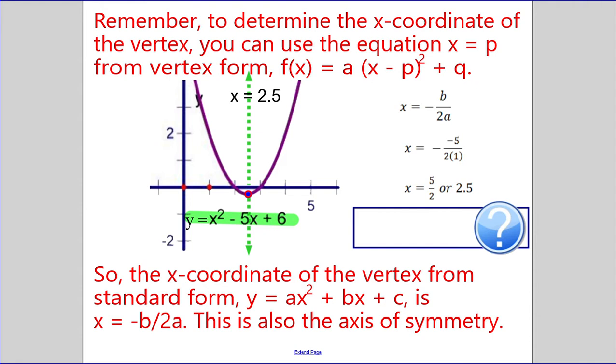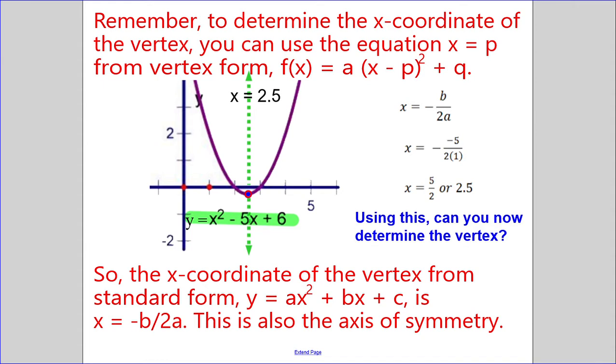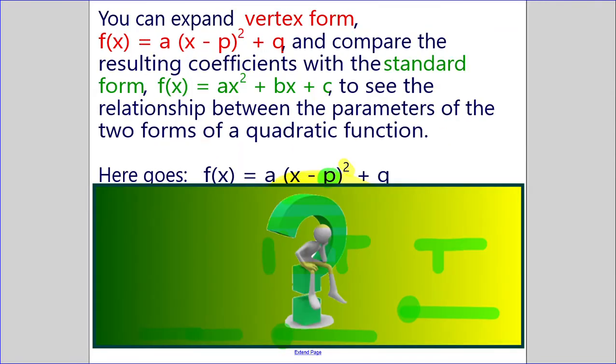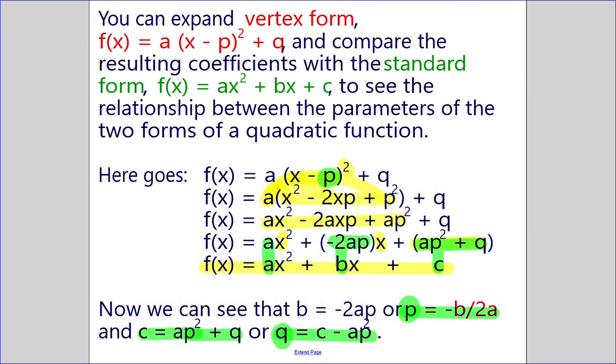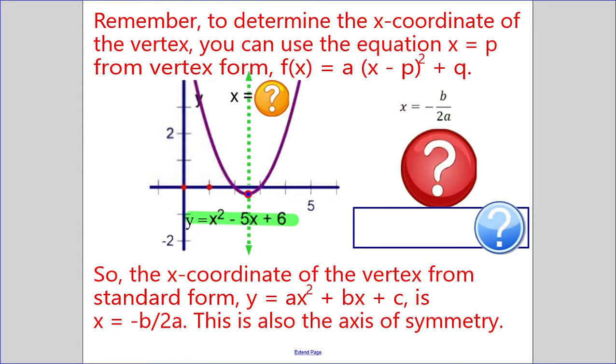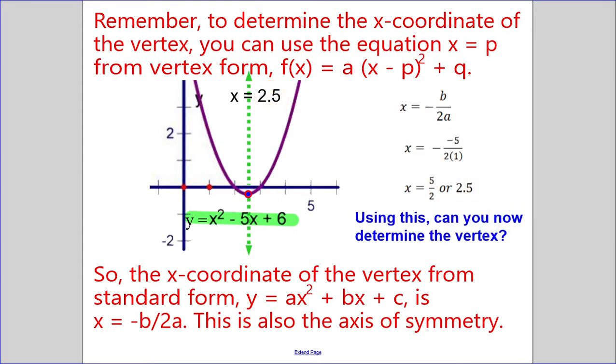And then from there, once I know that, I can plug this back in. So using this, we can now determine the vertex. We've got a couple of different ways that we can do this. Showing you that last slide one more time: we've got q equal to c minus ap squared, or I could plug 2.5, or 5 over 2, back into my equation, and that will also tell me what my vertex point is.